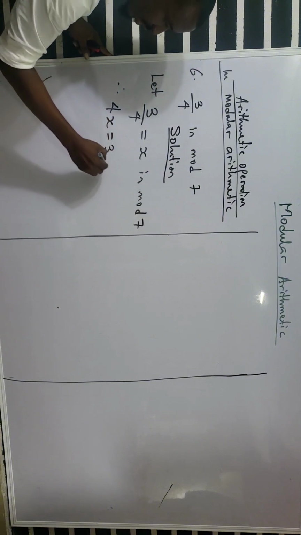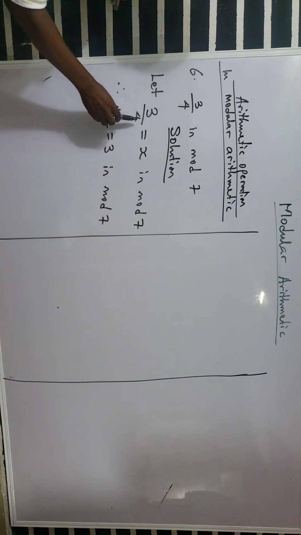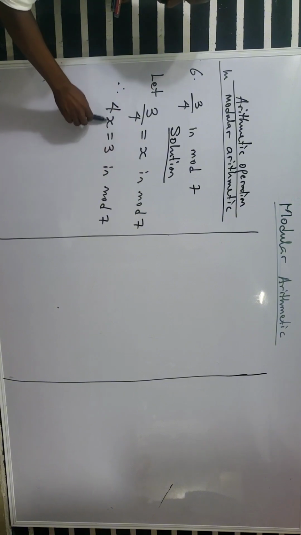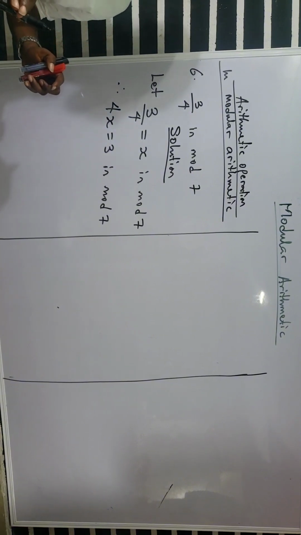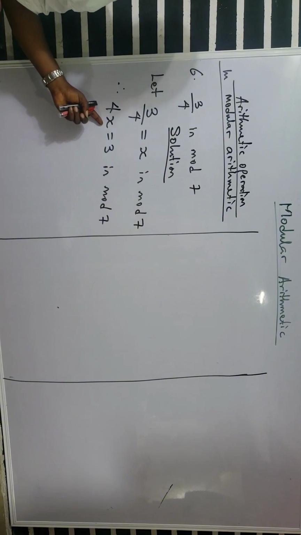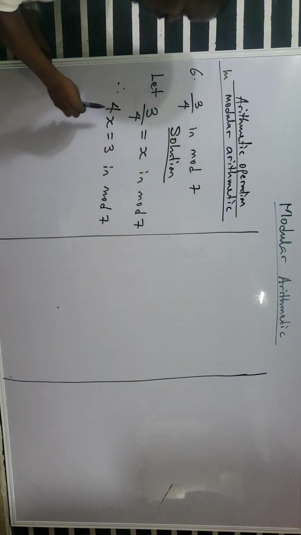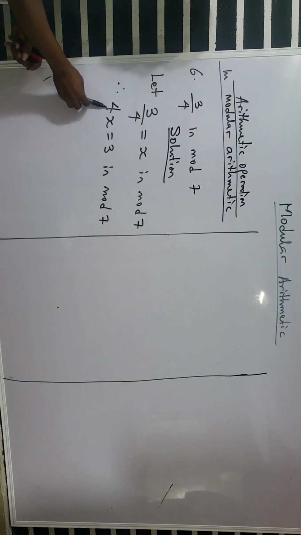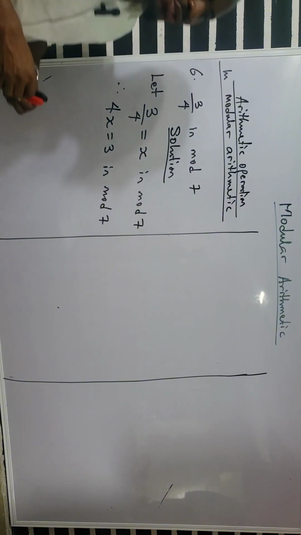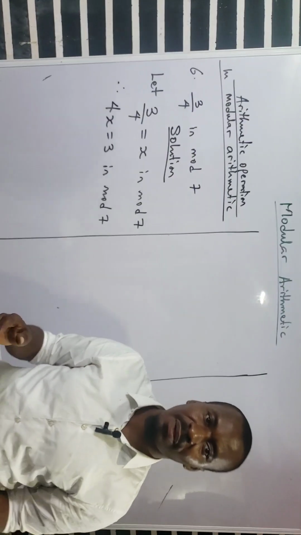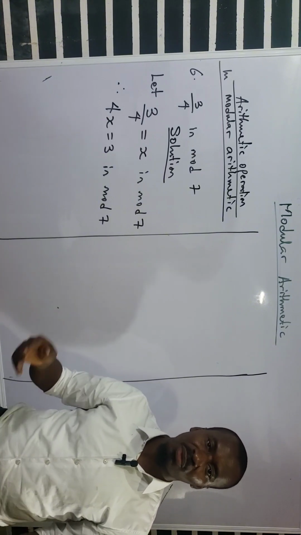4x equals 3 in modulo 7. 4 times x, that will give us 4x equals what? 3 in modulo 7. Now, what are we trying to do? We are trying to find the value of x that is in modulo 7. When you put it here and multiply by 4, it will give you 3 in modulo 7. Now, we are going to do a lot of trial, okay, for a start. Of course, when you get used to it, you don't need to keep trying anymore to get your answer.